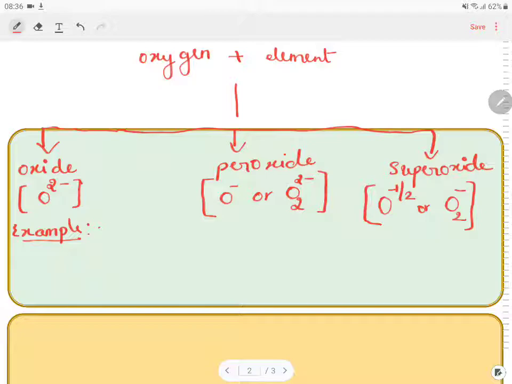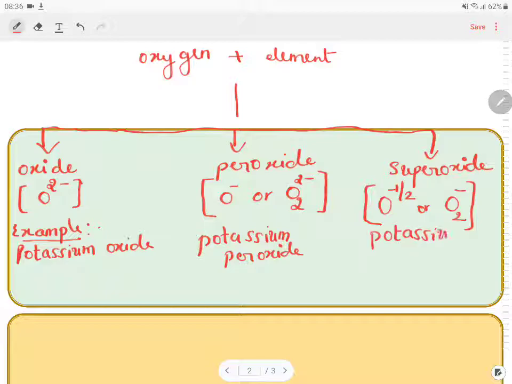I want to write the formula for potassium oxide, potassium peroxide, and potassium superoxide. I don't know the formula, I need to derive it.